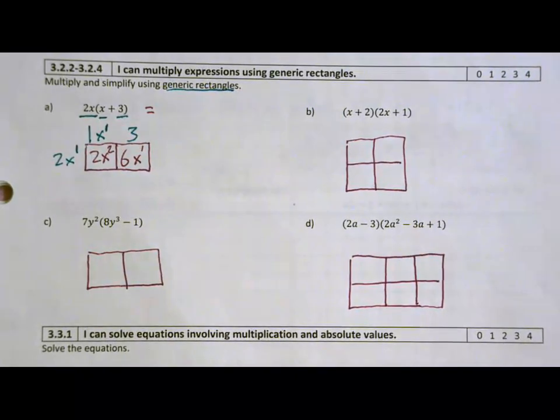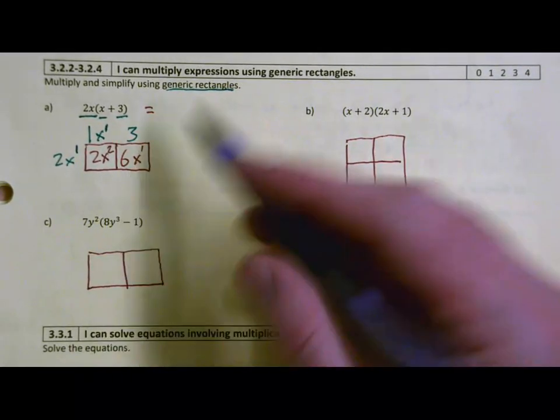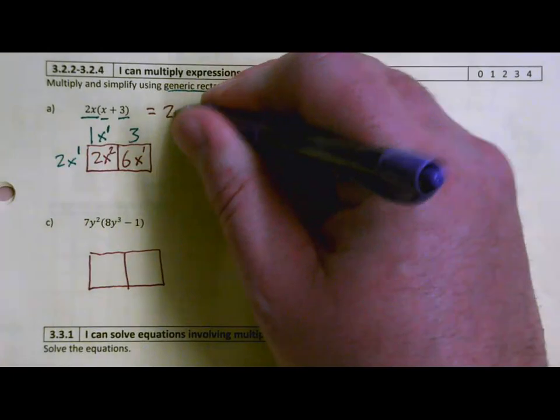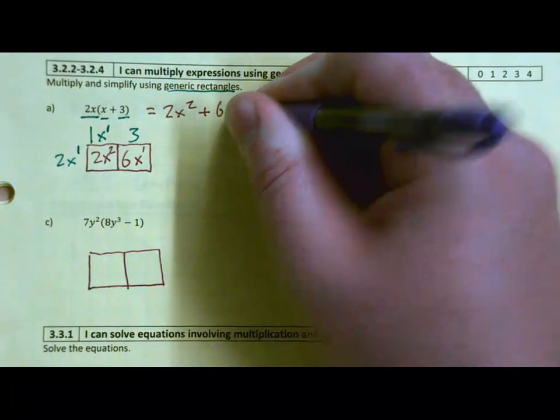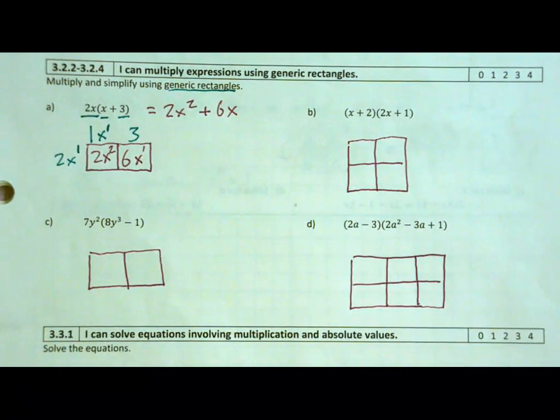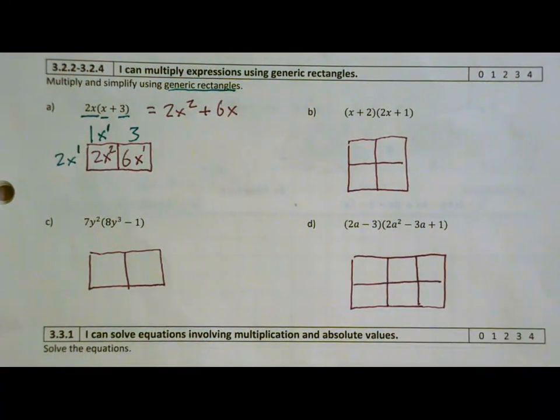So we'll simplify this as we write it. I don't need that 1 on there, so I'll take that out. So it's 2x squared. That's a positive 6x. So 2x squared plus 6x. Please check and make sure that you did A correctly. And then I'm going to go through the rest a little bit more quickly.